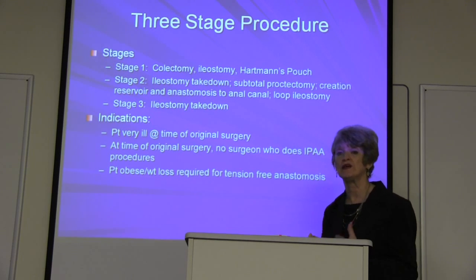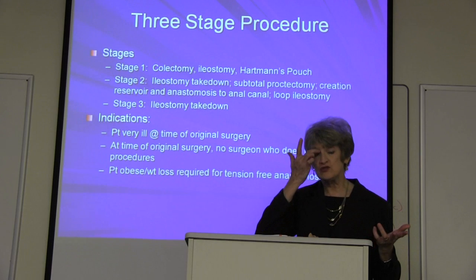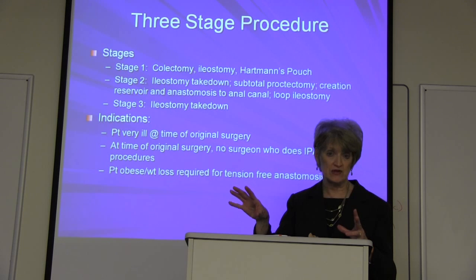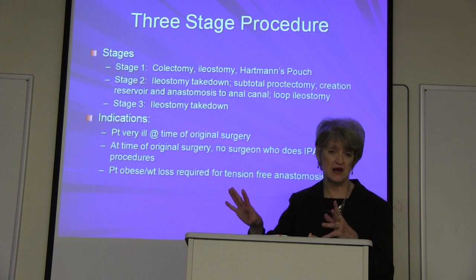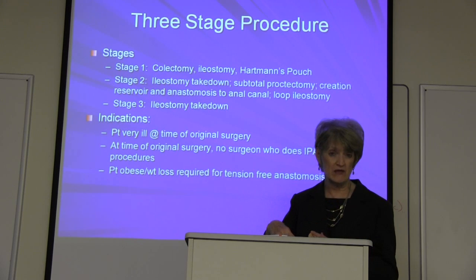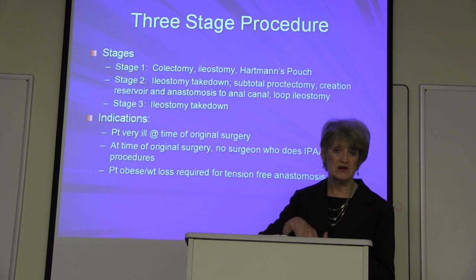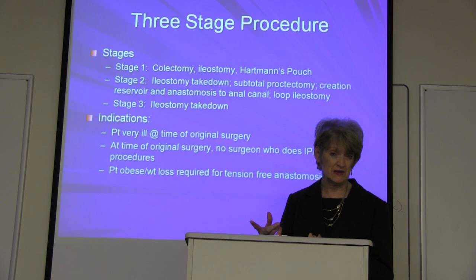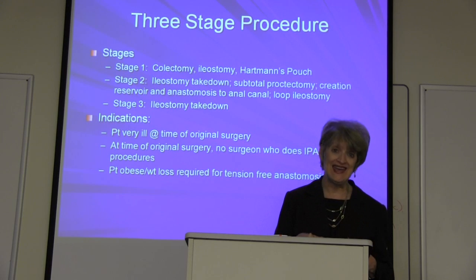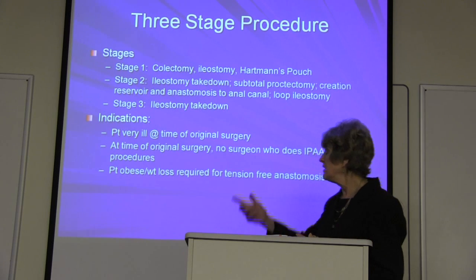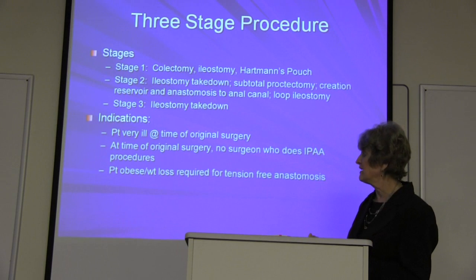So basically what they do in stage 1 is just remove the acutely diseased colon, do the Hartmann's pouch so that everything's preserved, do the ileostomy, let the patient recover, bring the patient back, create the reservoir, connect the reservoir, do the protective ileostomy, bring the patient back again, and take down the ileostomy. Now, why would you do that? Here's 3 situations when you might do this.